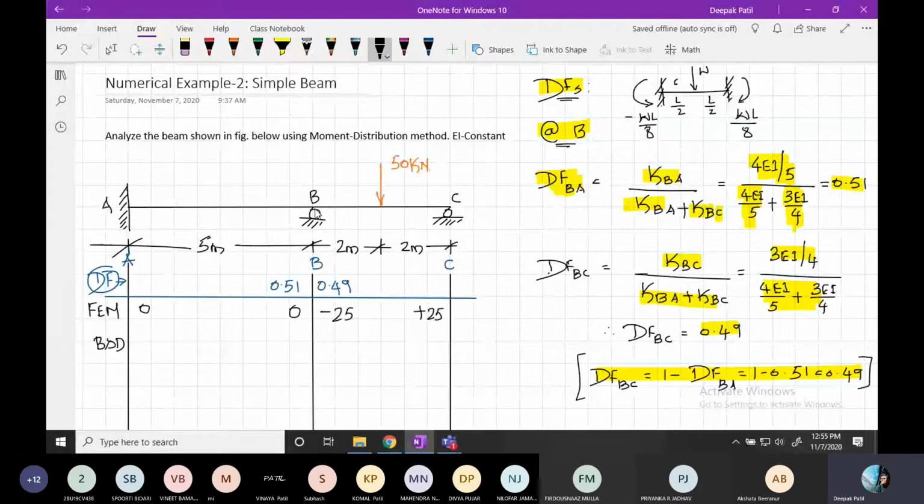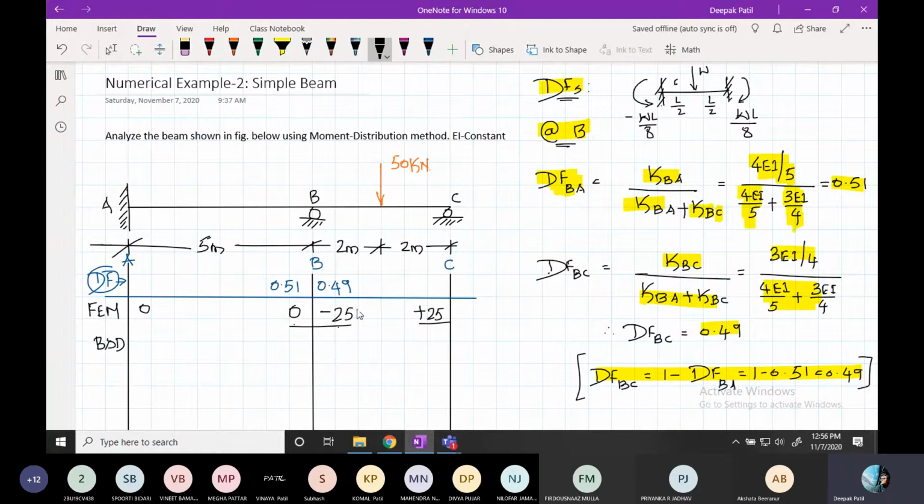Now B is actually a roller support, but by assuming it as a fixed support, I have found these fixed end moments. That is, on this side it is 0 and on this side it is minus 25. So B is originally a roller support, but we have assumed it as fixed, so you need to balance that. I will underline that one. Now when you come to C, can anybody tell me whether C also needs to be balanced or not? Balance. Yes, I have to balance that because C is originally a roller support, but by assuming it as a fixed support, I have written the fixed end moment. So I should balance that one.